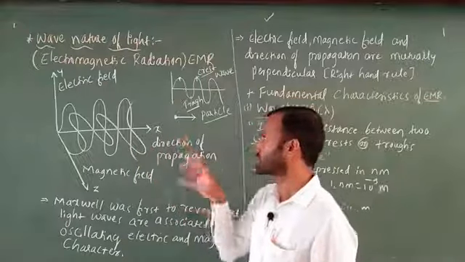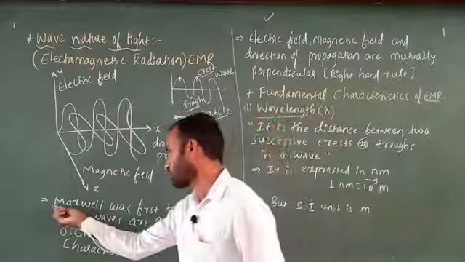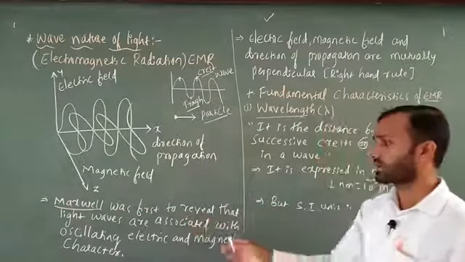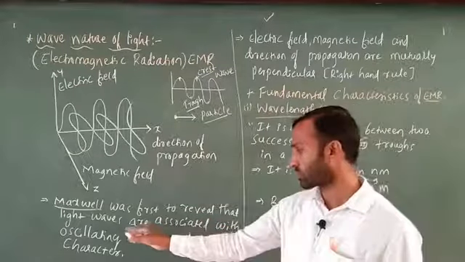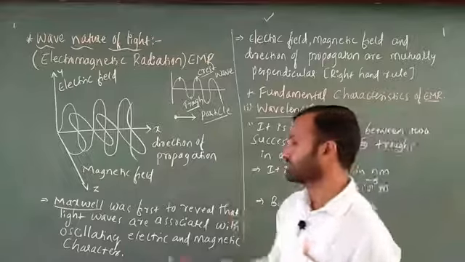Who discovered all these things? Maxwell. The name of the scientist is Maxwell. Here I wrote it for notes purposes: Maxwell was first to reveal that light waves are associated with oscillating electric and magnetic fields. Just now I explained. This is important.